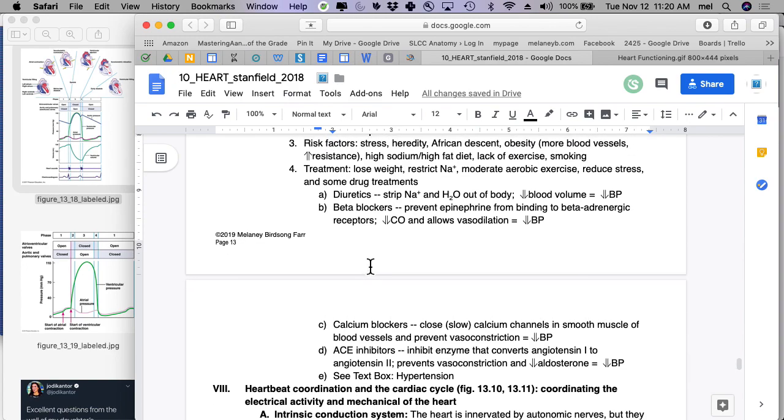So what are the risk factors for hypertension? Stress, because it causes water retention with aldosterone and constriction, right? Heredity, you can't do a damn thing about that. Go back and undo your relatives. I mean, wouldn't we all like to do that, right?